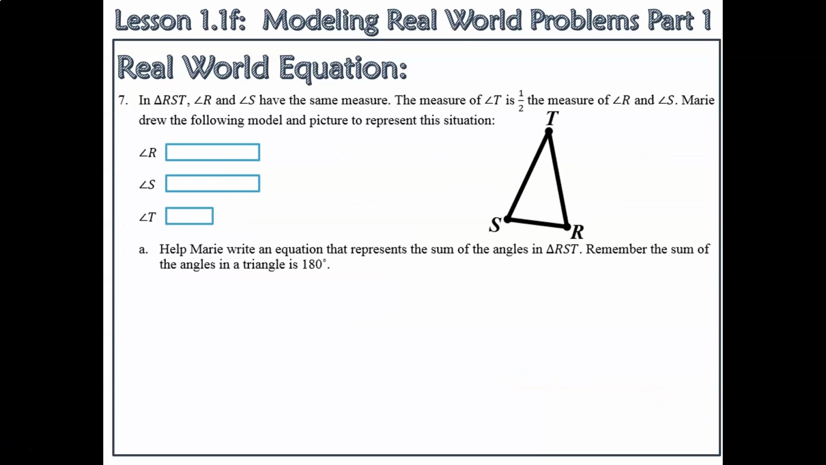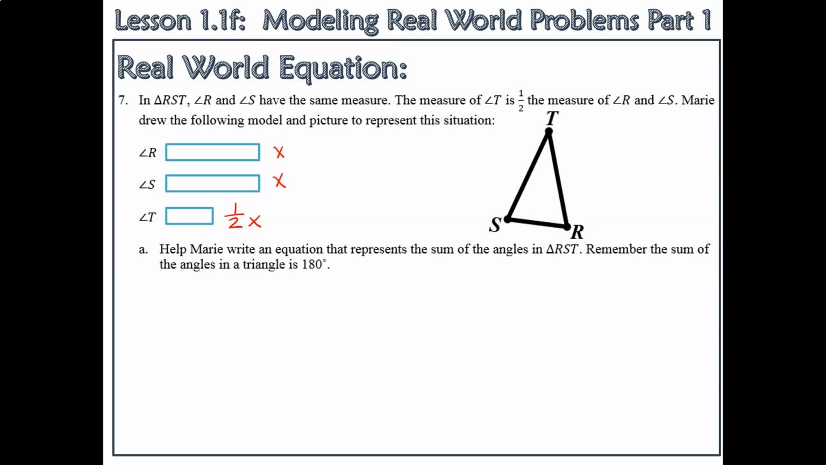All right, let's stay on the topic of triangles. Number 7, it says in triangle RST, angle R and angle S have the same measure. So let's do this: x, x. The measure of angle T is 1/2 the measure of angle R and angle S. So T is 1/2 x. They don't give you the 180 that it's equal to, but we know, like I told you before, that the sum is always 180.